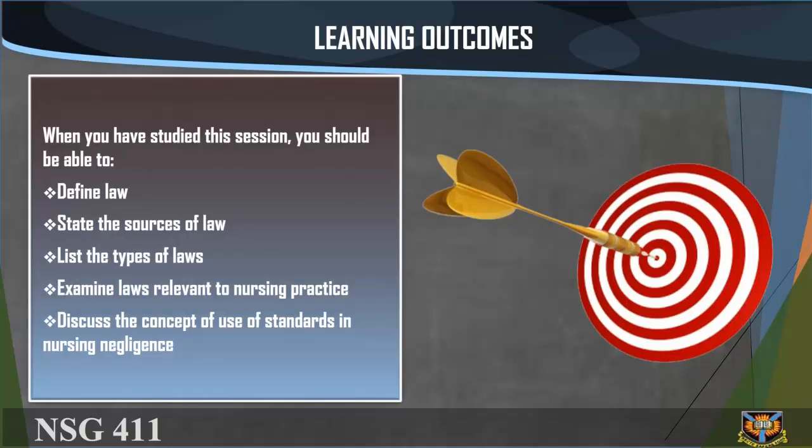Learning outcomes. When you have studied this session, you should be able to: 1. Define law. 2. State the sources of law. 3. List the types of laws. 4. Examine laws relevant to nursing practice. 5. Discuss the concept of use of standards in nursing negligence.